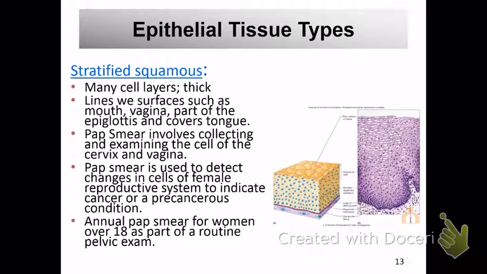Okay, the next one is many layers of flat cells. So now when you think about many layers, I want you to think this is thick. It's protection. This is going to be in areas that don't have a lot of diffusion and they need to be tough. Examples would be the mouth, the vaginal tract, the epiglottis. That's the little door that closes so that food doesn't go down into the lungs. And you do want to know the vagina because of a pap smear.